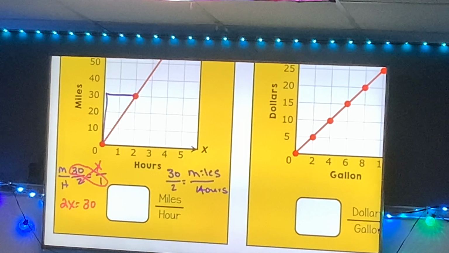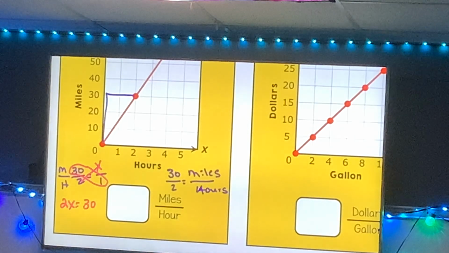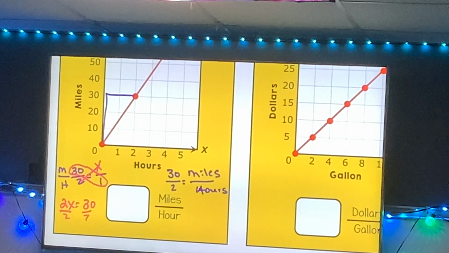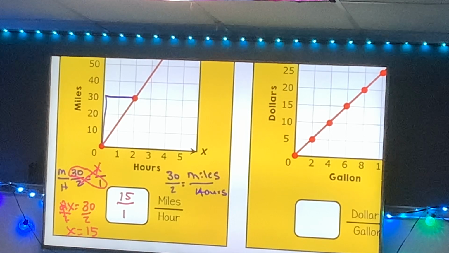Remember, you should be writing what I'm writing. I am going to divide both sides by 2. So you've got an easy-cheesy one-step equation. And what is 30 divided by 2? 15. So it is 15 miles in 1 hour.